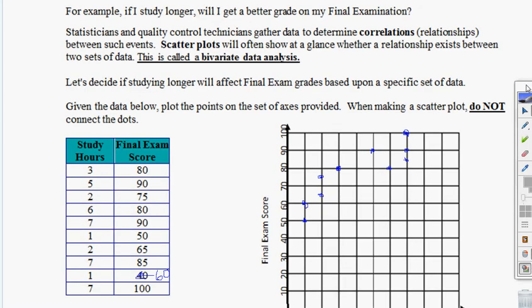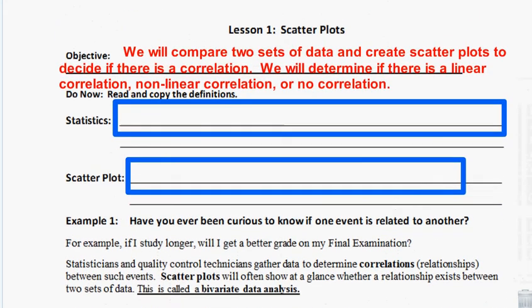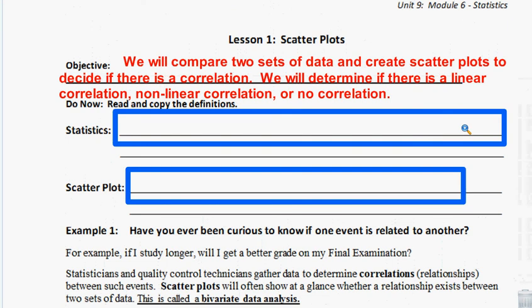So here's your objective again, written down on the lines. And we are going to be comparing two sets of data, and we're creating something called a scatter plot. When we make a scatter plot, it helps us decide if there is a correlation, and we'll talk about in a few minutes what a correlation means. We're going to determine if there's a linear correlation, a nonlinear correlation, or no correlation. And hopefully some of those words are sounding familiar, right? We learned about linear and we learned about nonlinear.